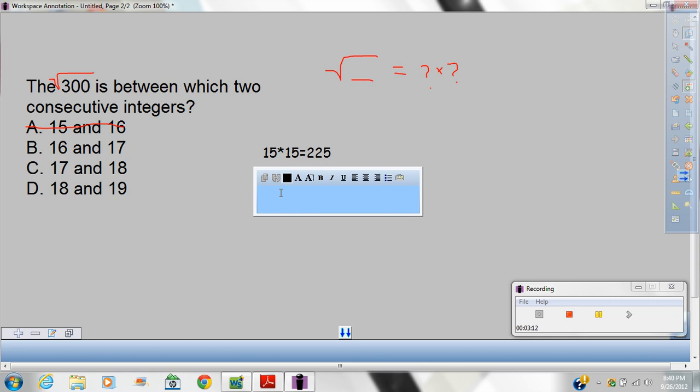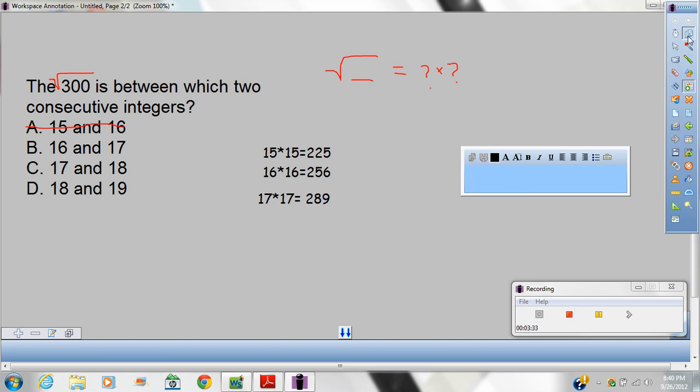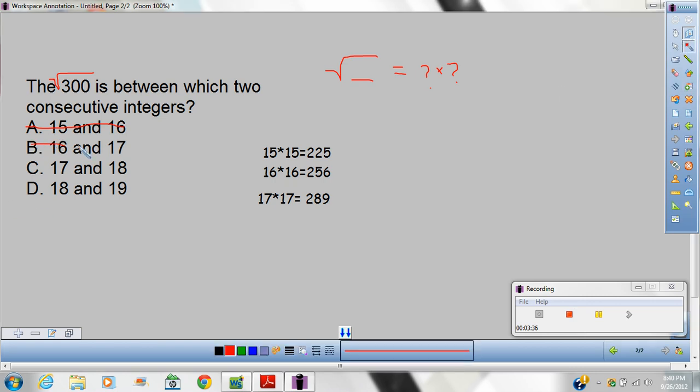Okay, so now we're going to do, what is 17 times 17? And that one gives us 289. Now, again, if we compare our 16 times 16, this would also not fall in between. So I'm going to rule out B as well. Notice, here we have 256 and 289. Obviously, 300 does not fall between them. So that's why we ruled out B.